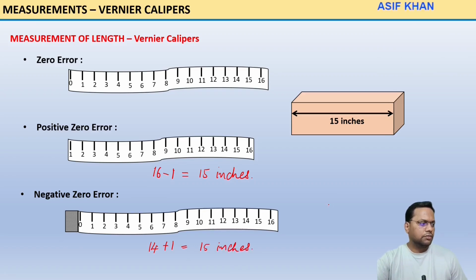So the zero error occurs whenever the zero of the measuring device shifts either backward or forward. If it is shifted forward, then it is said to have a positive zero error, and we need a correction that is negative. If the zero of the measuring device is shifted backward, then it is said to have a negative zero error, and it needs a correction that is positive.